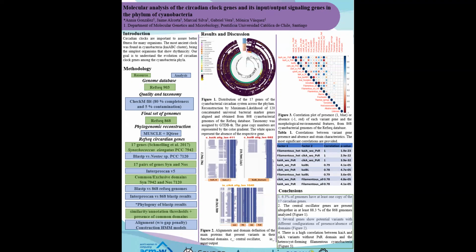To explore the presence and evolution of the genes involved in the circadian network, we work with the RefSeq genomes of cyanobacteria. The genomes were downloaded from the NCBI assembly database. To focus the analysis on medium to high quality genomes, the sets were evaluated by CheckM software to remove genomes with less than 80% integrity and more than 4% contamination. The final set of RefSeq consists of 868 genomes.